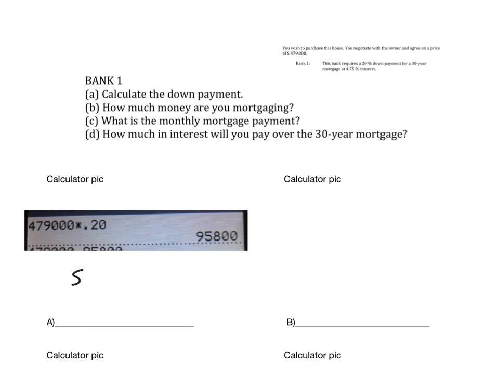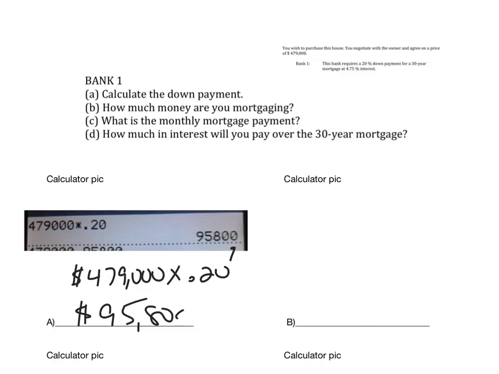Remember, the house is $479,000. That was the agreed price. And we need a 20% down payment, so we're going to multiply it by 0.20. So here the down payment for Bank 1 is $95,800. And make sure you're including your pictures in this video lesson.